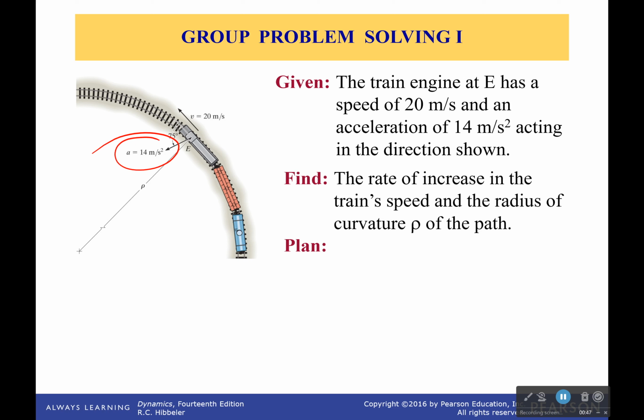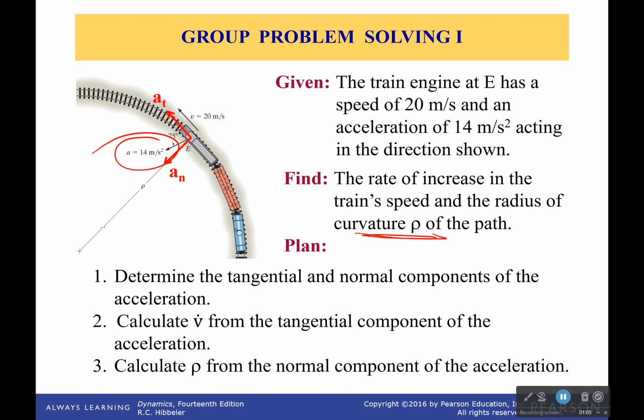What we want to figure out is the rate of increase in the train's speed and the radius of curvature of the path. Oh, the radius of curvature thing. It's back. Who'd have guessed? But don't worry, we don't have to use that crazy equation yet. I'm not saying you won't ever have to use it, but we don't have to use it quite yet.